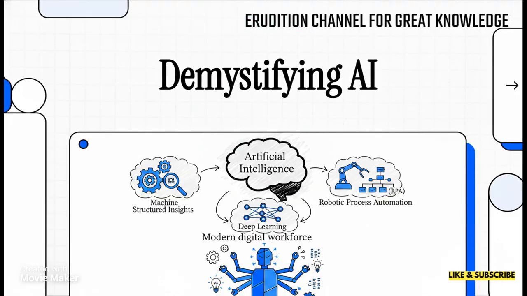We're tackling a really fascinating challenge. We are going to break down some of the most intimidating buzzwords in tech right now. If you've been hearing terms like artificial intelligence, machine learning, deep learning, and robotic process automation thrown around, and you've kind of wondered how they actually connect to create a modern digital workforce, well, you're in exactly the right place. We're going to strip away the jargon, look at the structured insights, and give you a crystal clear understanding of what these concepts really mean and how they actually work together in the real world.